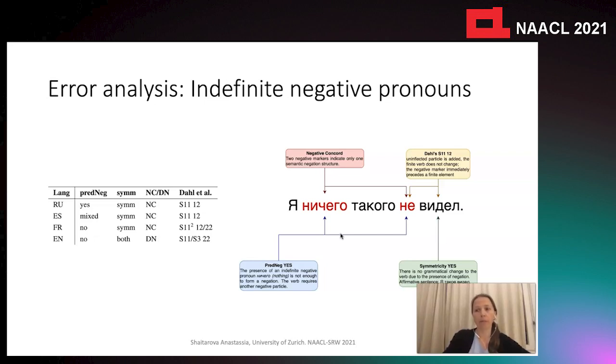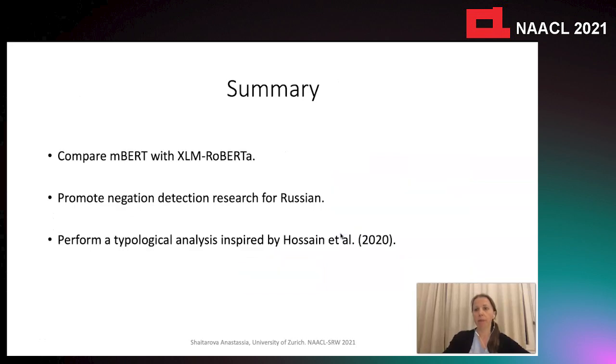So, to summarize, we performed cross-lingual zero-shot negation scope resolution in Russian, French, and Spanish, using multilingual BERT and XLMR Roberta as models. We compared the performance of the two models and concluded that XLMR performs reliably better than MBERT on this task.